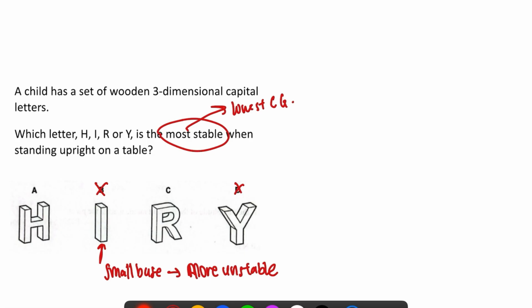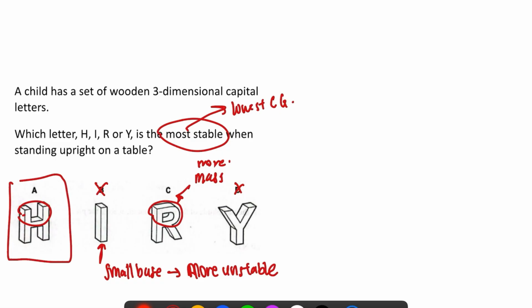Comparing A and C, the base is actually about the same, so we cannot compare the base anymore. What we can compare is actually the mass that is on top. So right here, R as compared to this H, actually there's more mass here. So the larger the mass, the less stable it is because the center of gravity will be higher. Hence, the most stable alphabet would be A. So let's take a look at the answer.